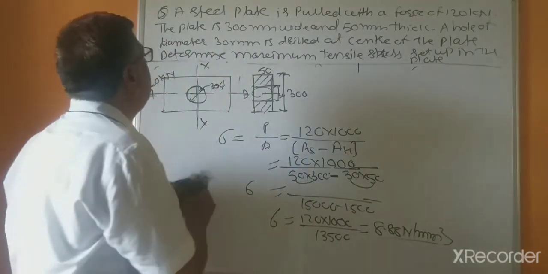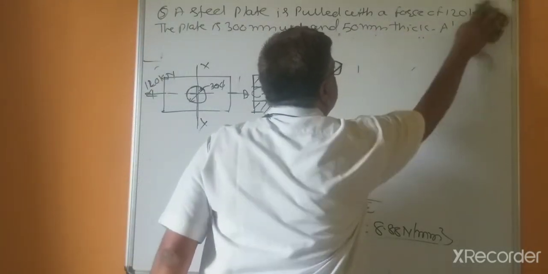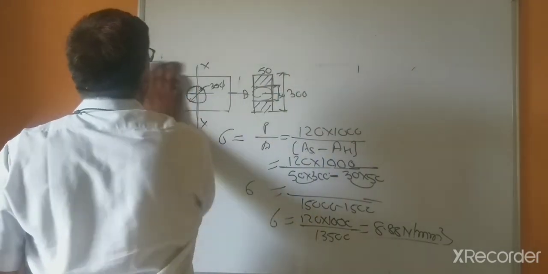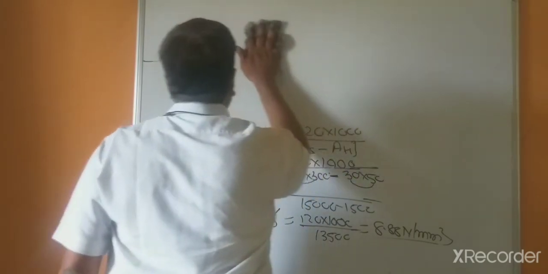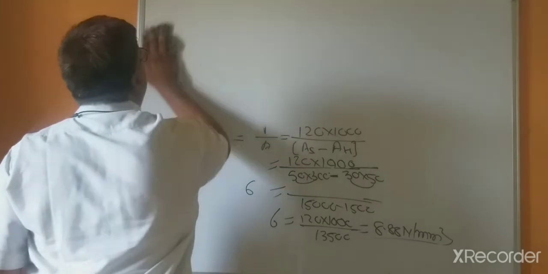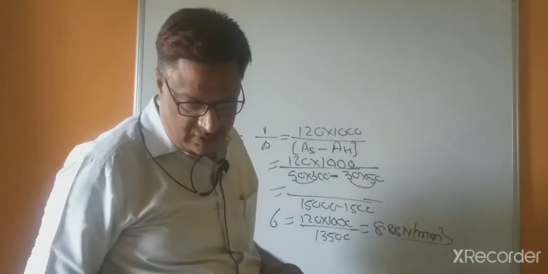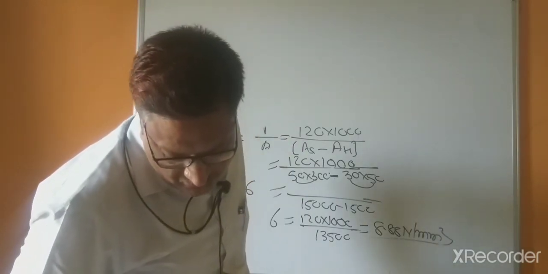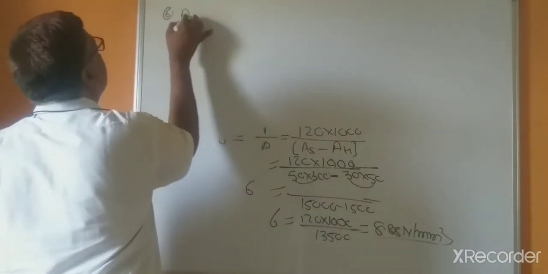Now you are familiar with how to solve the problems related with the simple stresses. Again, one problem is related with the hollow section that I will take. This is today's last problem. After that we can start the next chapter, the next topic. A hollow steel tube. I think this is the sixth problem.